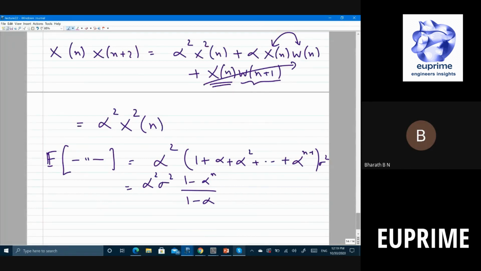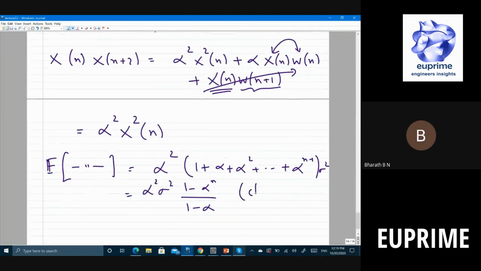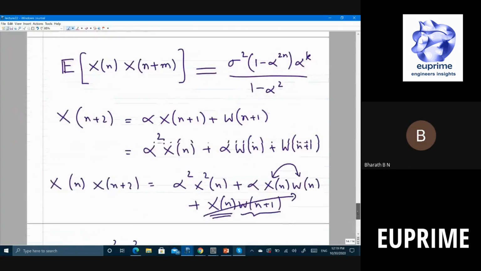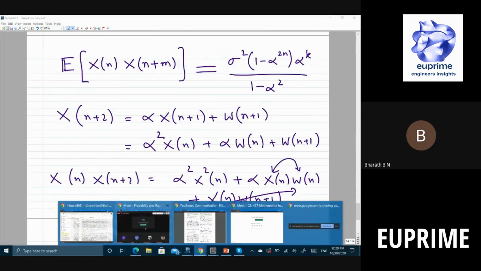Yeah. Do you agree with this? Maybe check. I might have missed out some terms, but I think the flow is correct. Okay. I might have done some algebraic mistake in between, but otherwise the flow is correct. Is this fine?